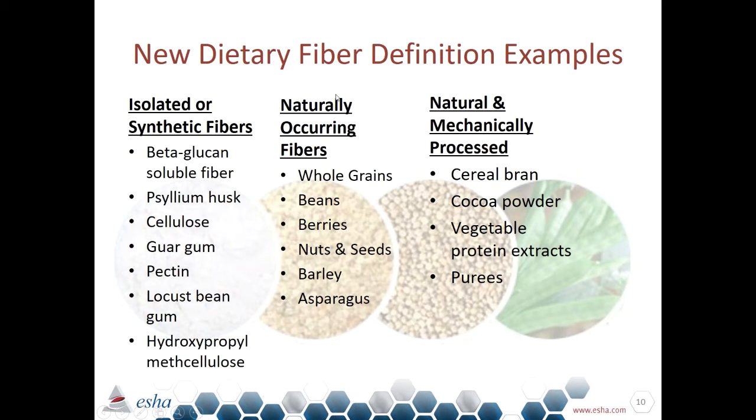We've talked about naturally occurring fibers. So here we've got whole grains, beans, berries, nuts and seeds, things where the whole food really contains that intrinsic and intact fiber. Then we have some examples of naturally occurring fiber that goes through this mechanical type of process. So cereal bran, cocoa powder, vegetable protein extracts, and purees. Although these are processed to some extent, they still maintain nutrients enough to be counted as dietary fiber on the new label.